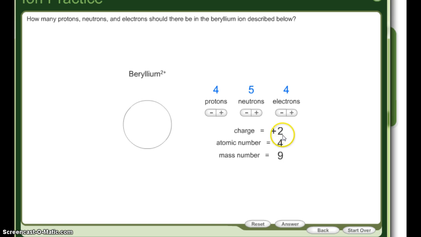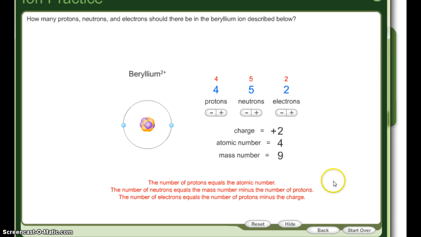And now I want a charge of +2. So do I want more protons or more electrons? I want more positive protons. 4 minus 2 is going to give me a +2 charge. As always, if you have questions, please let me know and let me practice with you.